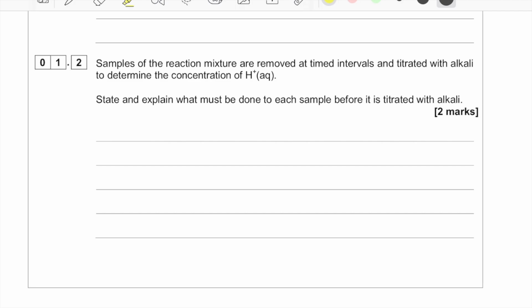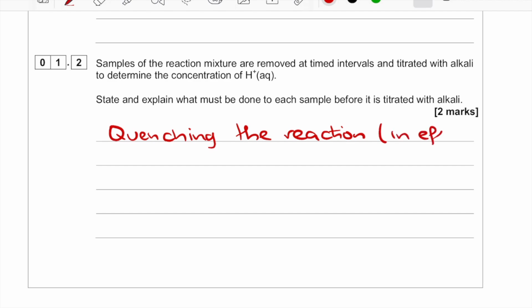And yet you want to know what the concentration was at those 60 seconds. So what you have to do is stop the reaction at that point, at the moment that you remove it. There is a word that we use that describes that action, and it is quenching. So you need to quench the reaction. Again, just to make it clear, that means stopping it.